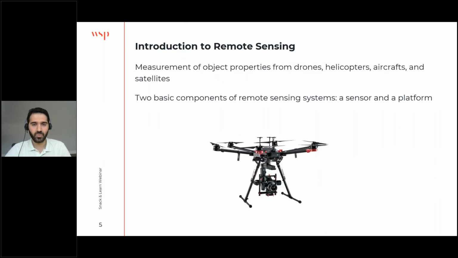So what is remote sensing? Remote sensing is measuring objects' properties remotely from platforms like drones, airplanes, and satellites. And each remote sensing system has two basic components. One is the sensor, which measures and collects the information. And the other one is the platform, which is used to deploy that sensor. For example, our body is the platform and our eyes are sensors. We look around and we get information from our surrounding area using our eyes.